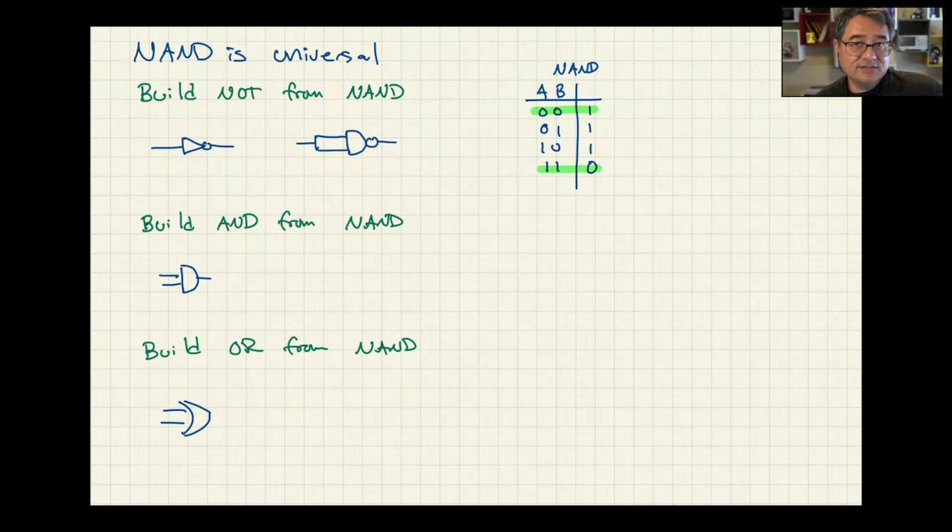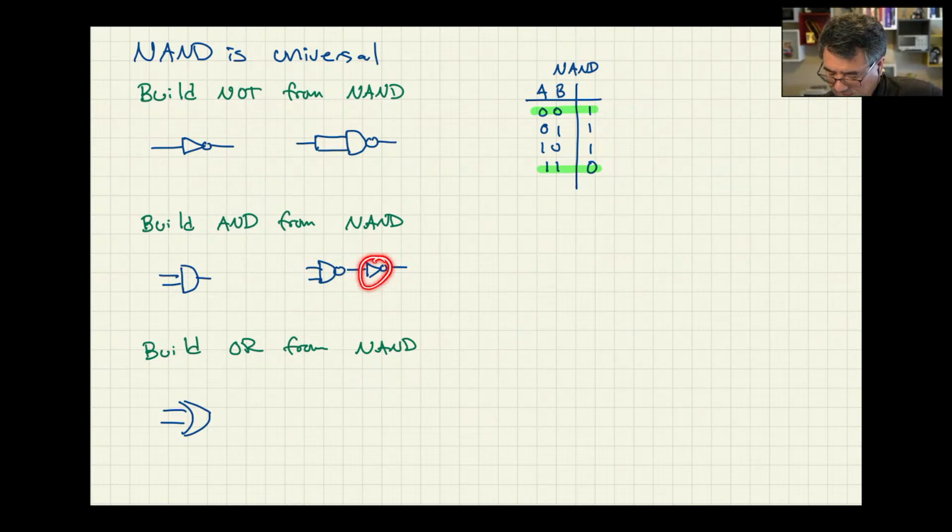Okay, so once we've got the NOT, we can now build AND out of NAND, because really, what a NAND is, is an AND with a NOT sitting on the end. So if I take a NAND and I feed it through a NOT, then I've got myself an AND, right? I'm basically taking the output of the AND and I'm NOTing it, and then I'm NOTing it again.